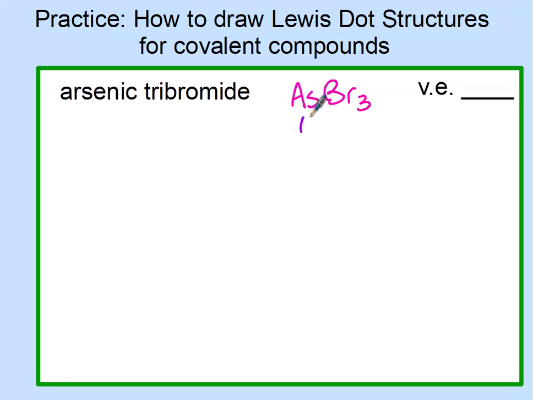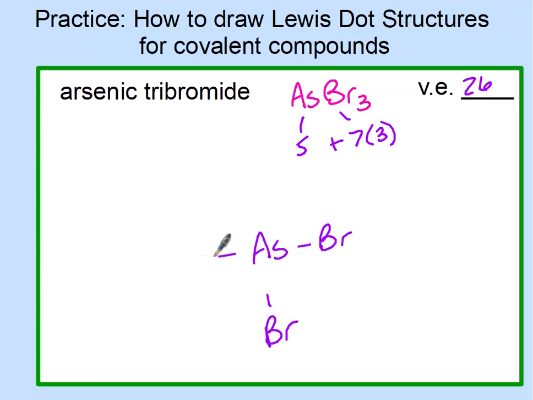So arsenic had 5 valence, and each Br is 7. So 7 times 3 is 21, plus 5 is 26. As should have went in the middle. We drew 3 lines, so that's 6 electrons that need to be subtracted.